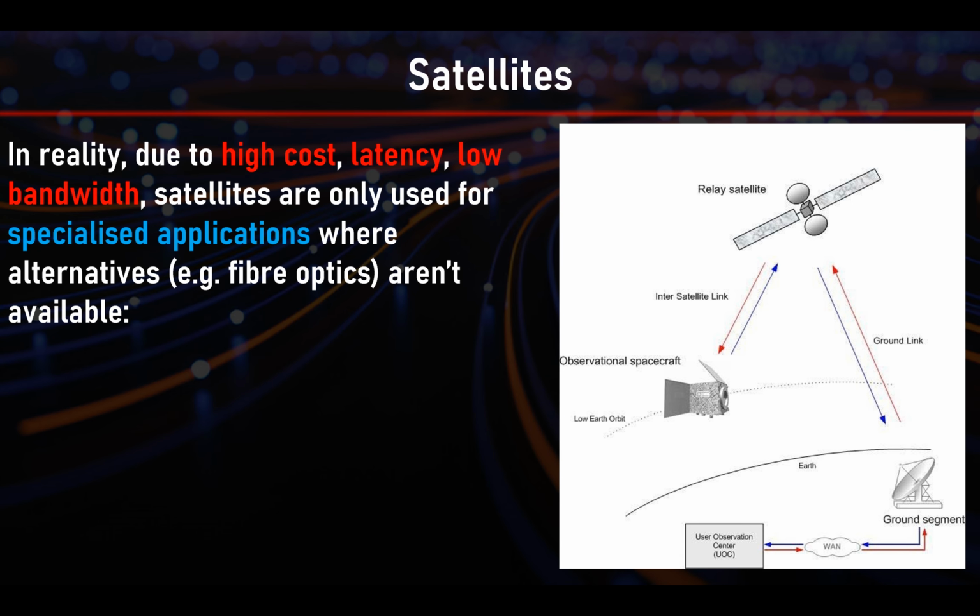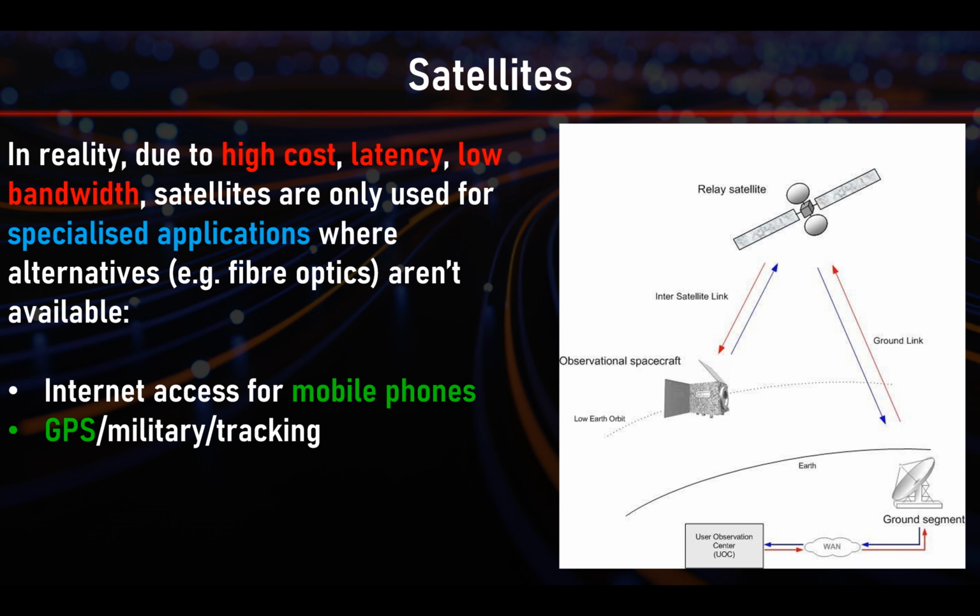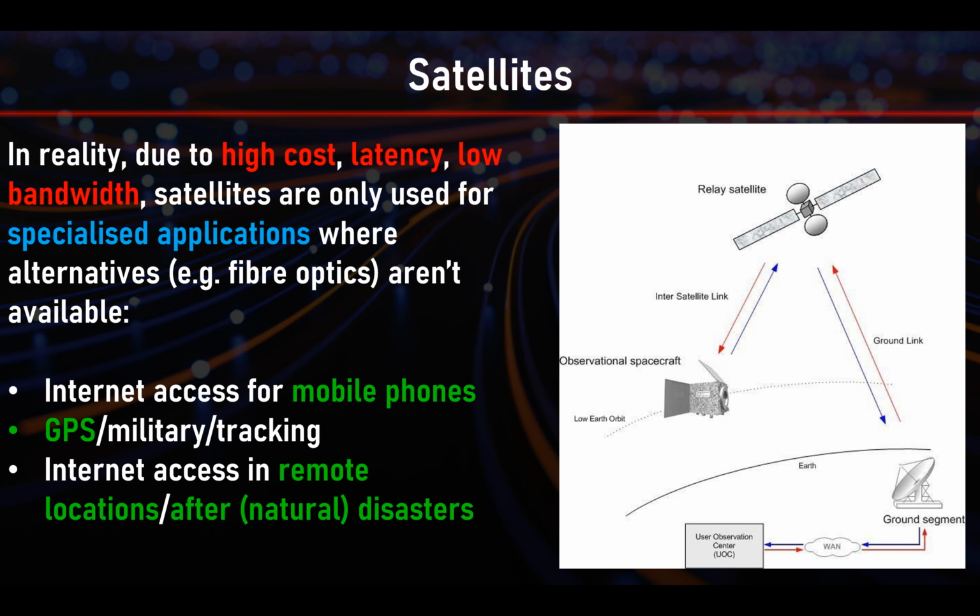So I guess because of this high cost, high latency, low bandwidth, satellites are only used for specialist applications where alternatives, e.g. fibre optics, are not available. So, for example, mobile phones: you can't connect a mobile phone to a fibre optic, therefore you're going to need a satellite. GPS, military tracking, again, should be fairly obvious why they're going to need satellites, not wires. And also internet in remote locations, or after natural disasters. For example, I think Antarctica you can only connect via satellite. They don't have any fibre optic cables.